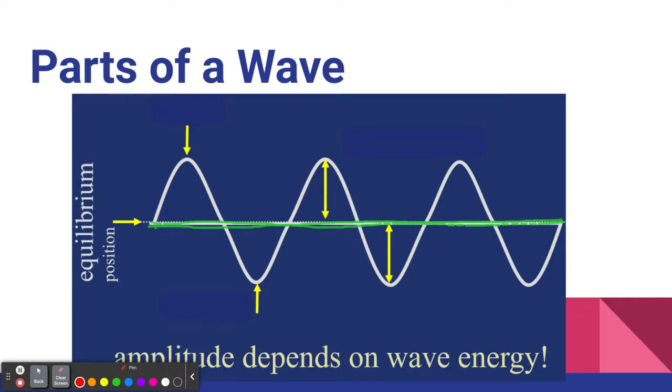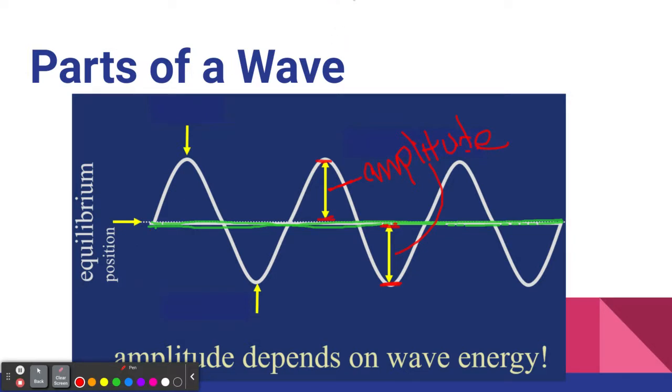So talking about that, here's where the amplitude is. The amplitude is the distance from here to here. It's also this one right here, because it's the distance from the equilibrium point to the crest or the trough. Excuse the bell.